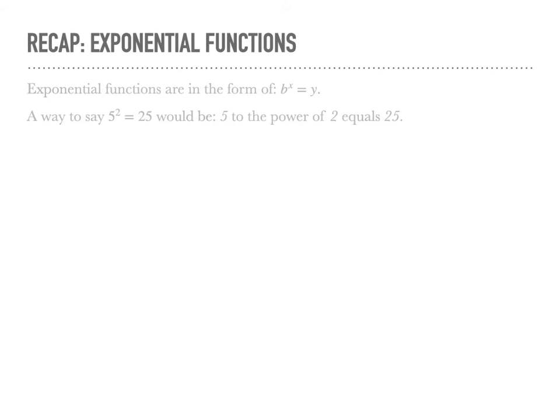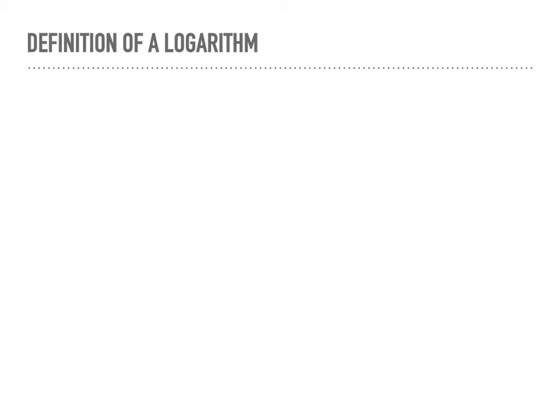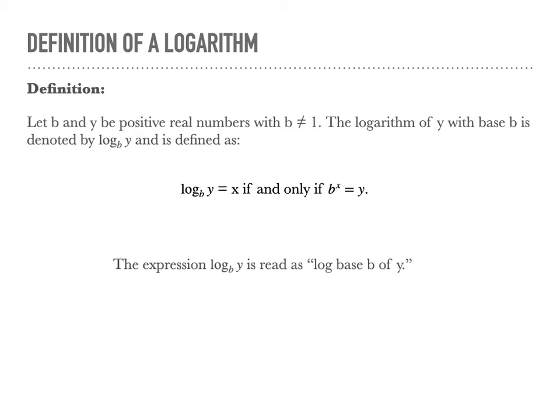Exponential functions are written in the form of b to the power of x equals y. So now we keep that in mind, let's think about what a logarithm is. So something to note about logarithms is that they're just another way of writing exponential functions. So we'll say log base b of y equals x if and only if b to the power of x equals y. And if and only if basically means that it's also reversible. So if b to the power of x equals y, then log base b of y will also equal x. And the expression log base b of y is read as log base b of y.